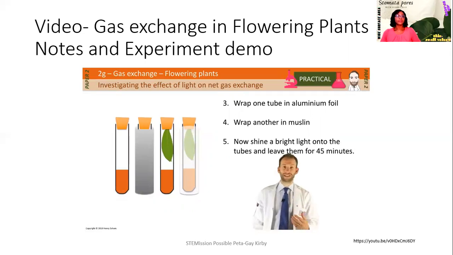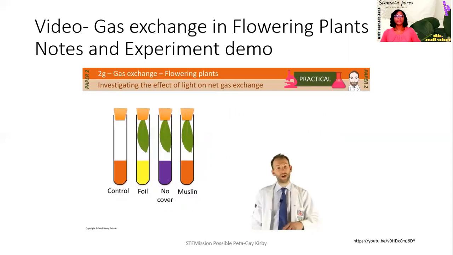What you'd expect to see is that the one with foil on, the hydrogen carbonate indicator would go yellow, because it's doing no photosynthesis at all, but still doing respiration, because remember it's respiring 24 hours a day. So actually it's going to be producing some CO2, so it's going to go more towards the yellow end of the colour spectrum for the hydrogen carbonate indicator.